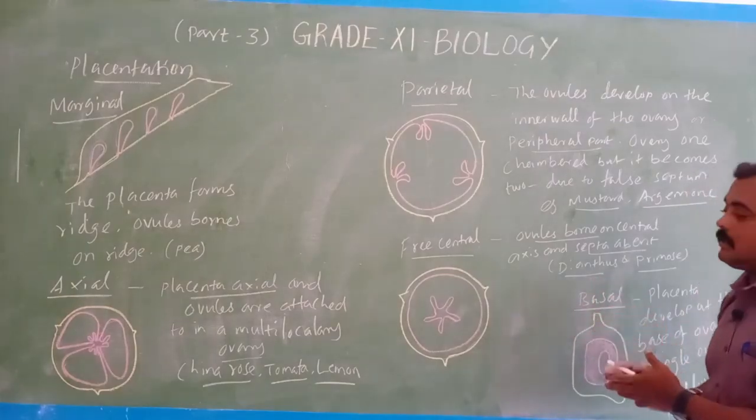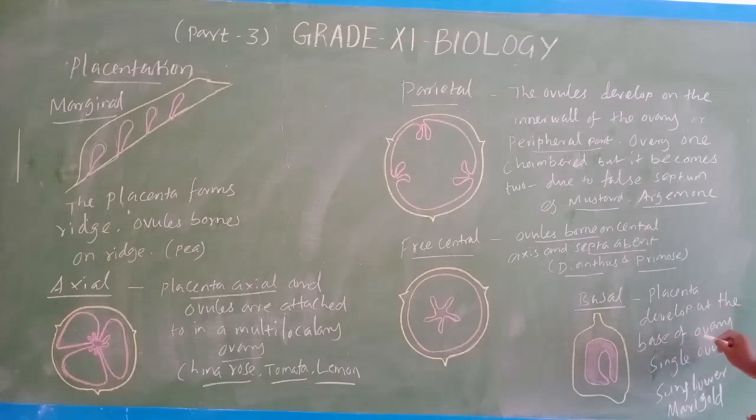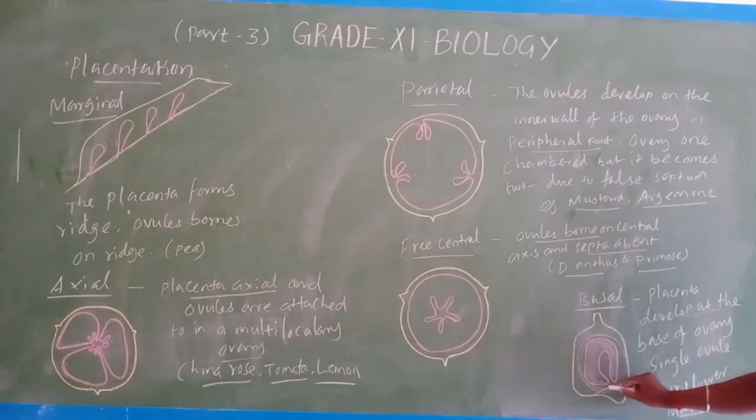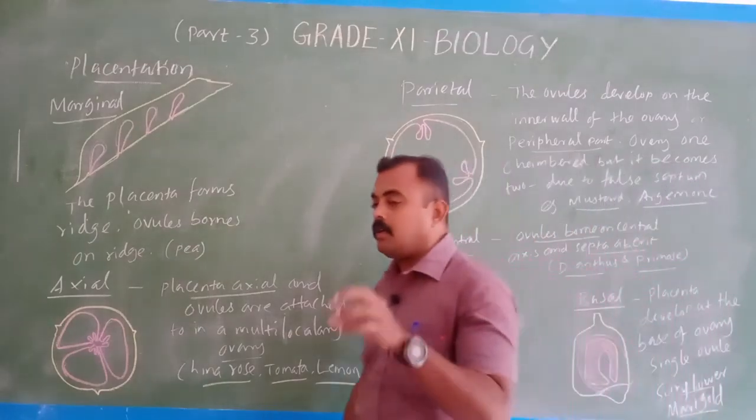This is the ovary present in dianthus. And basal: the placenta develops at the base of the ovary, and a single ovule is present. Examples are sunflower and marigold. Only a single ovule is present, and the placenta develops at the base of the ovary, where the ovule is arranged.